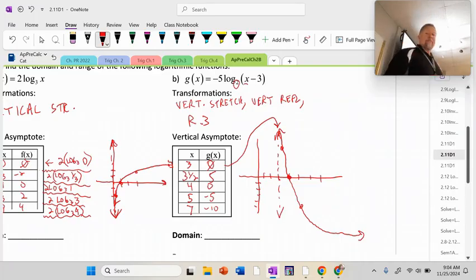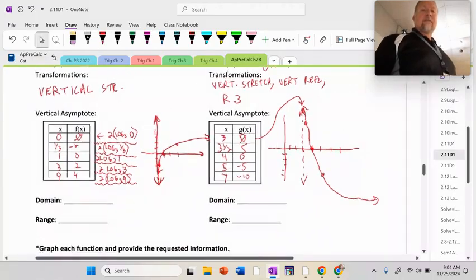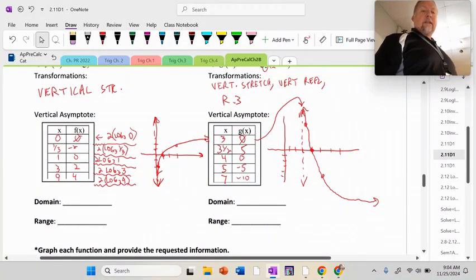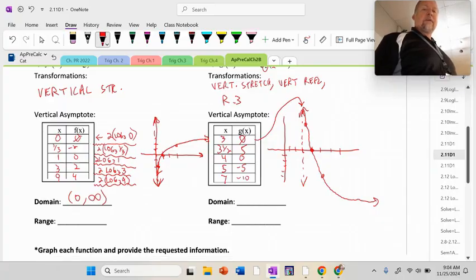This didn't ask you to graph. Oh, and as a matter of fact, I screwed up all of these. What's the domain here? 0 to infinity, right? Here it is. And then the range is always.